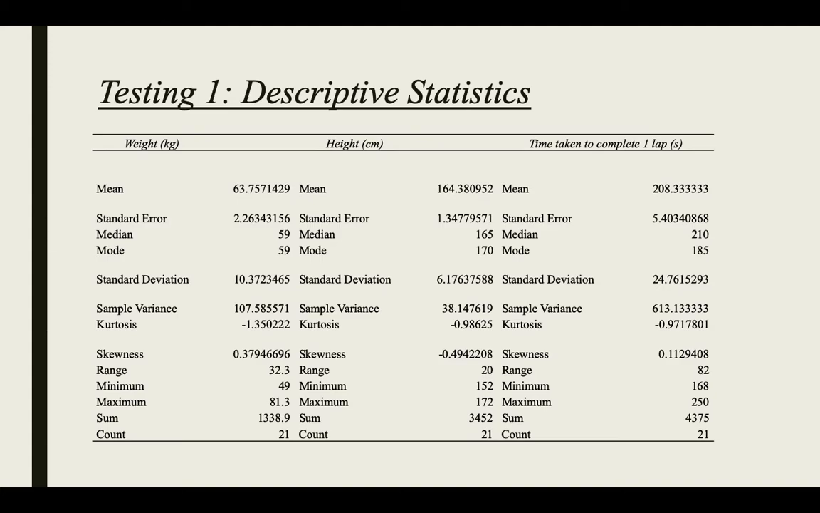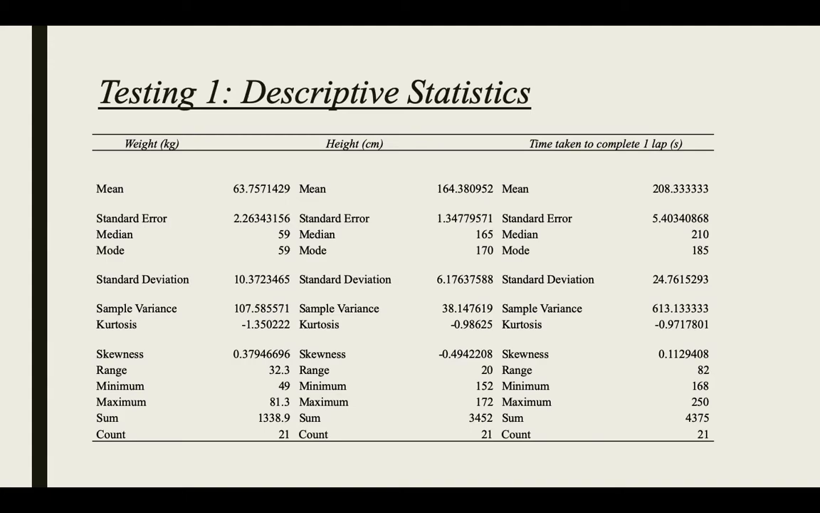So we proceed to the testing. For the first test, we have descriptive statistics. We calculated the weight, height, and the time taken to complete one lap of 570 meters. For descriptive statistics, we have the mean, median, mode, standard deviation, variance, kurtosis, and skewness for each data. For weight, the skewness is 0.3794, which is between negative 0.5 and positive 0.5.